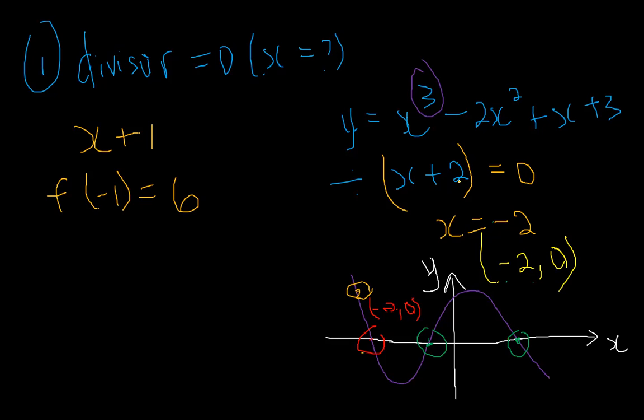Because this has a remainder of 0, it is a factor. It is a root. And it would actually lie on the x-axis.